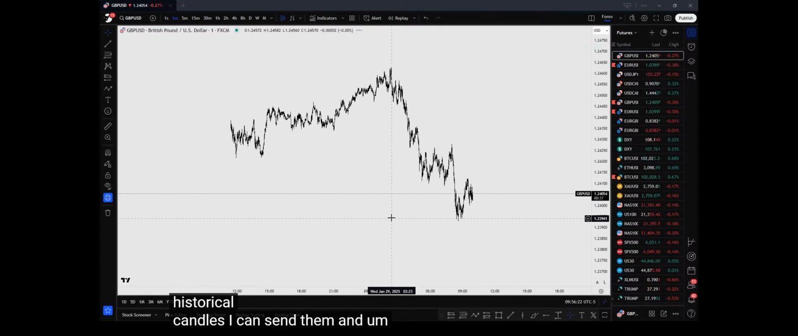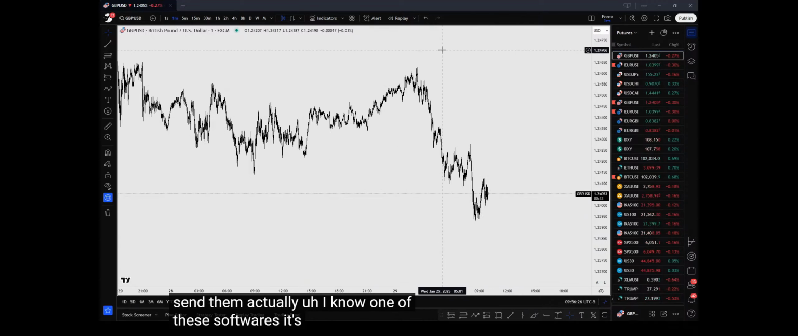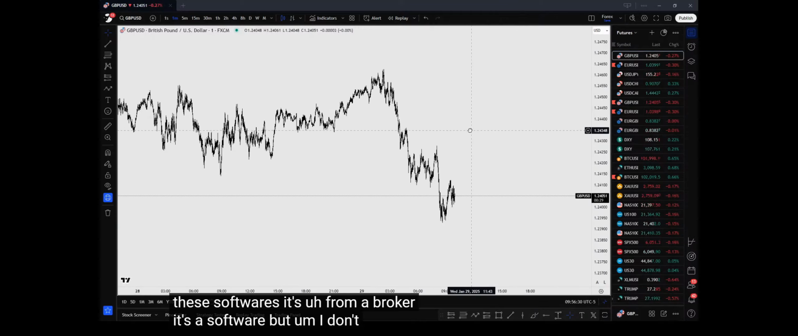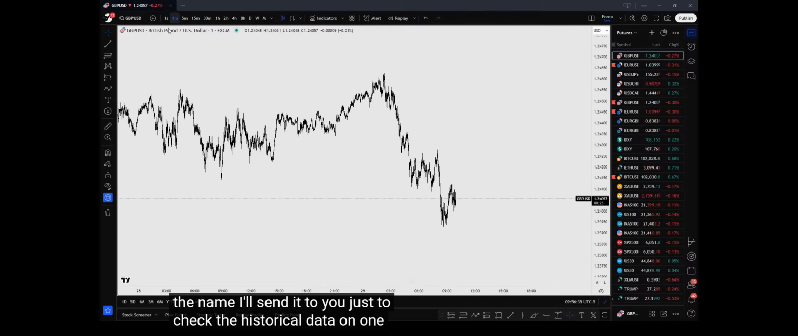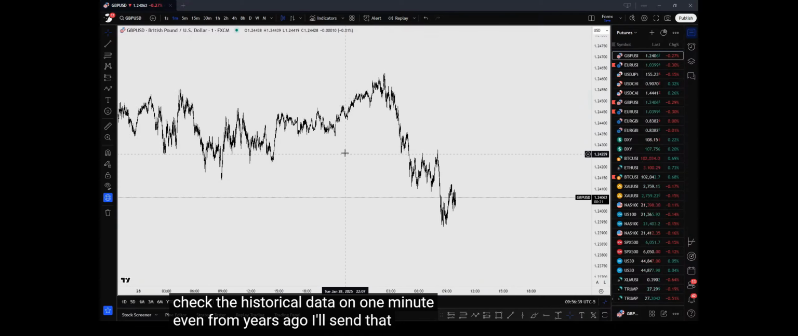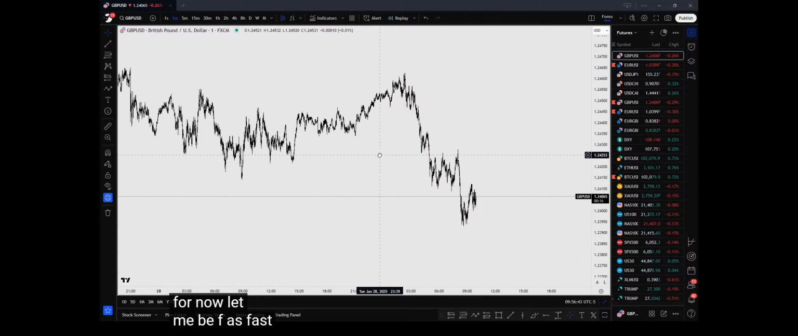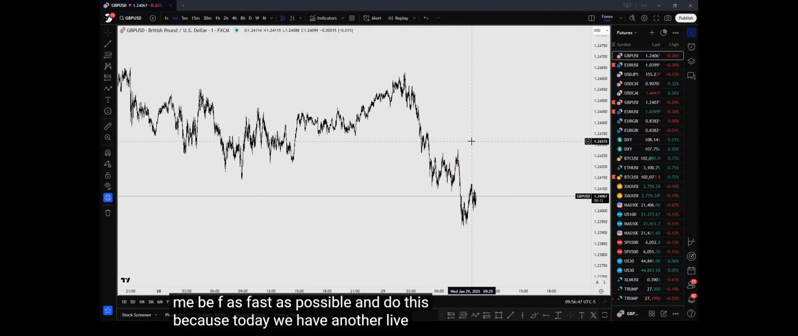I can send them, and I will send them actually. I know one of these software. It's from a broker. It's a software, but I don't remember the name. I'll send it to you just to check the historical data in 1 minute, even from years ago. I'll send that. So for now, let me be as fast as possible and do this because today we have another live stream before FOMC.